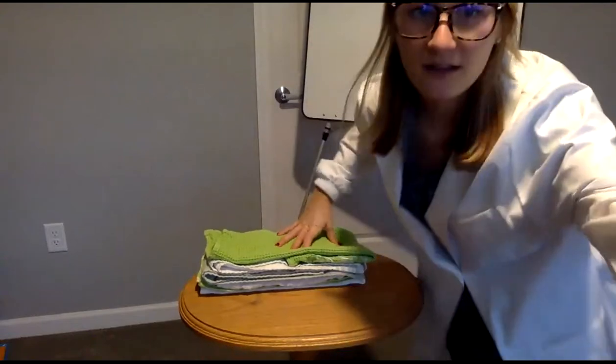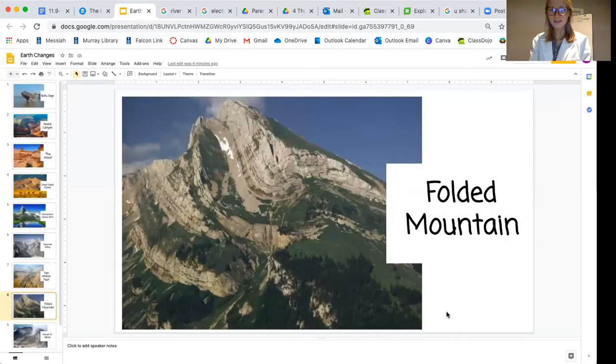Let's see what this looks like in real life. In real life, a folded mountain looks like this. Do you see the curve in the mountain? This was caused by shifting plates, plates that happen below the surface on top of that liquid layer. Now, I think there's an even more familiar part of plate tectonics that we'll get to in a minute. Sometimes these shifting plates cause folded mountains.